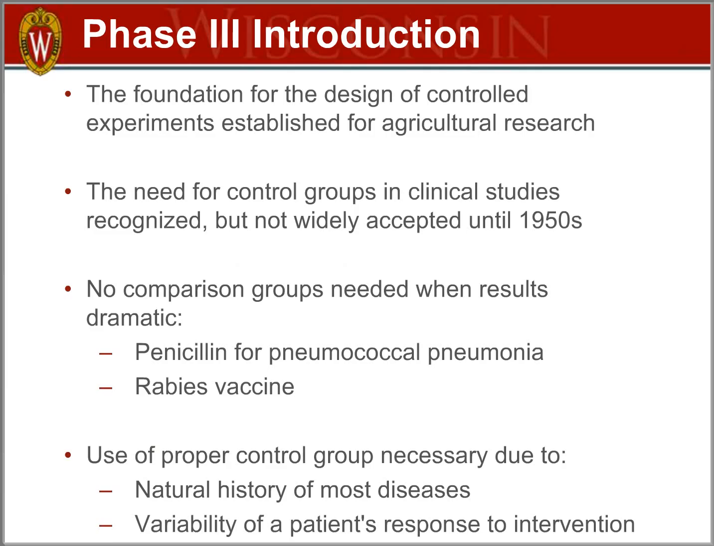The need for control groups in clinical studies was recognized, but was not really widely accepted until the 1950s. Obviously, if you have dramatic intervention effects, you don't always need a control study. Penicillin and rabies vaccines are examples of that. But that's not the typical case. Generally, we need a proper control group to assess the effect of a new therapy because there's a natural history of most diseases and patients vary in how they respond to an intervention.